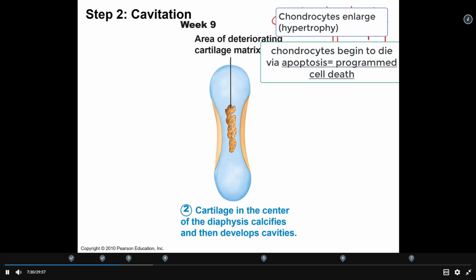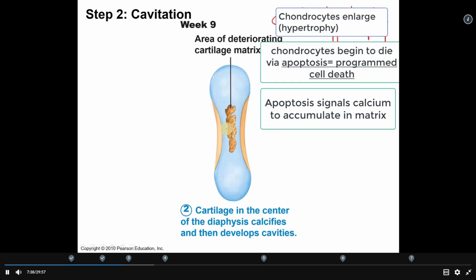Once this happens, it's a signal for calcium to move from the matrix outside the bone and into the cartilage. And so the calcium moves in, and that essentially kills the cartilage, because the cartilage needs oxygen and nutrients, and that can't get into the matrix when calcium's in the way. And eventually all of the cartilage dies in the middle, and it caves in, and you get a cavity.